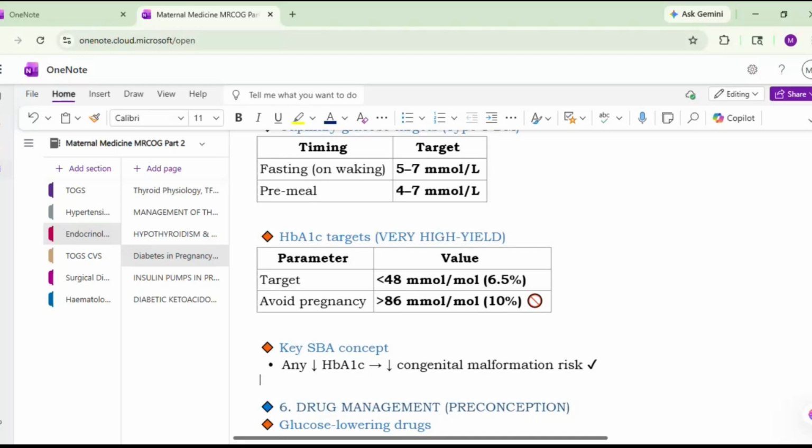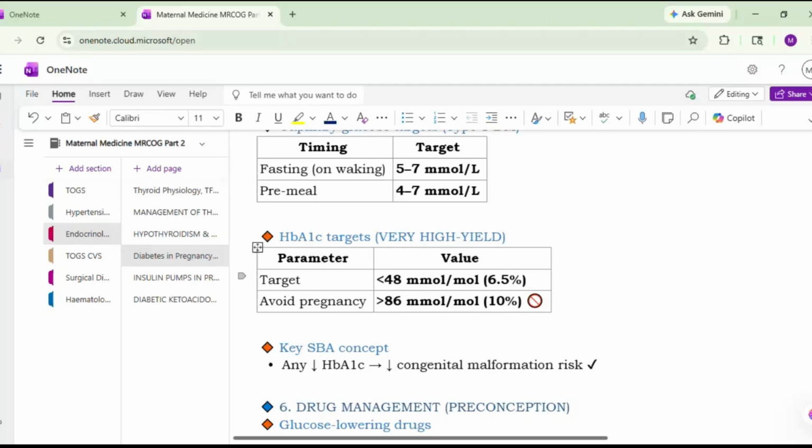HbA1c target will be less than 48 millimoles per mole, and pregnancy is to be avoided if the HbA1c value is 86 millimole per mole or 10%. Please remember both these values. Don't remember only 6.5% and 10%. Remember these values also.